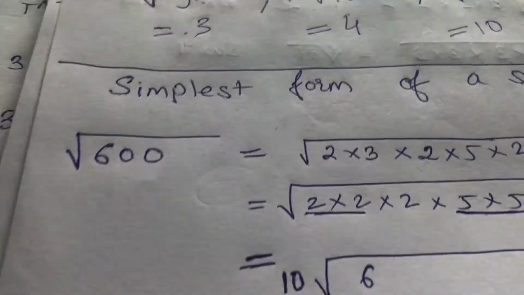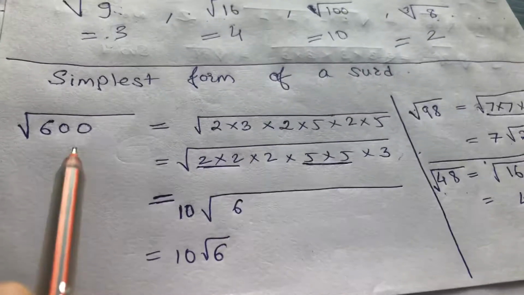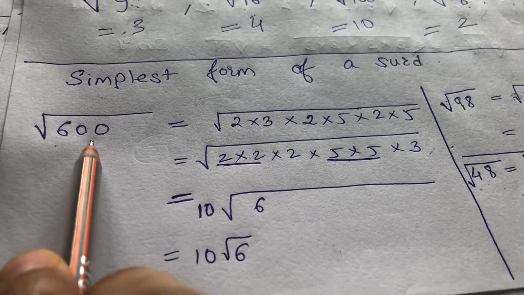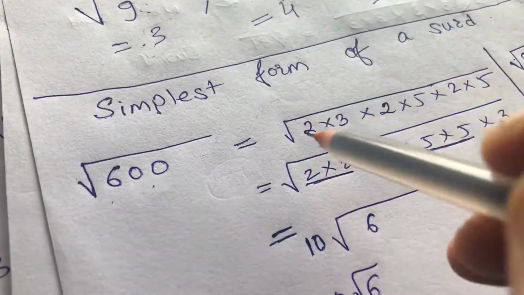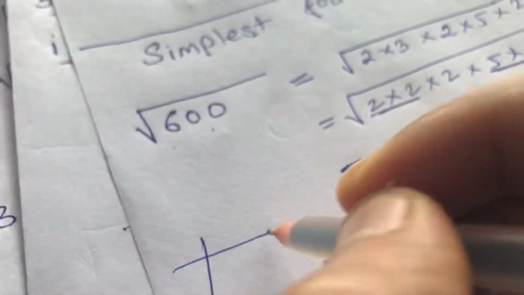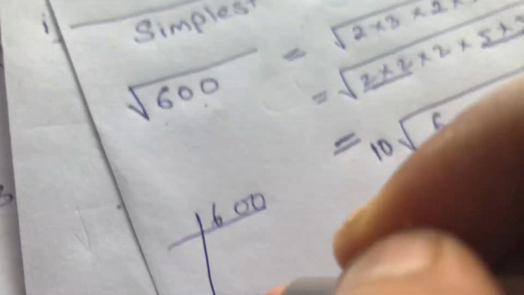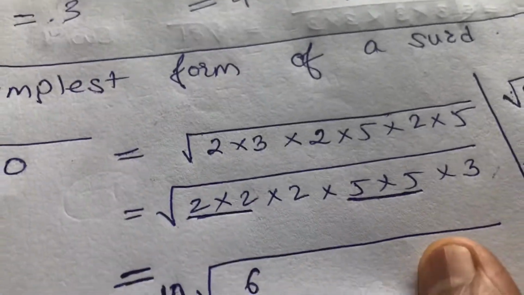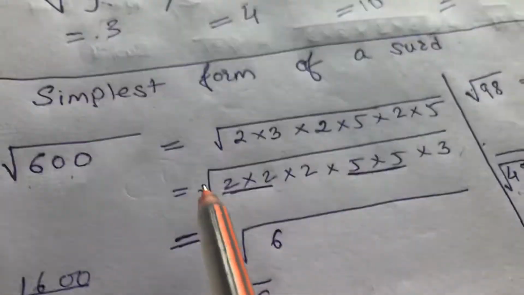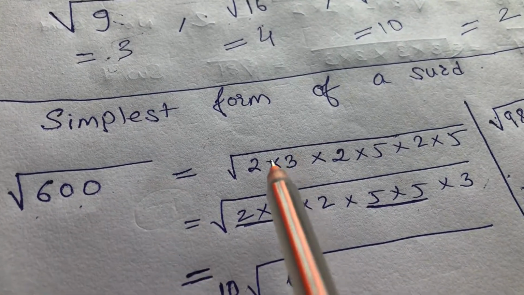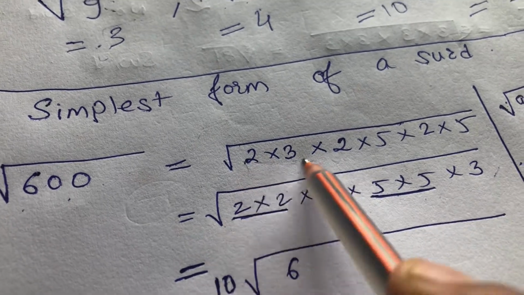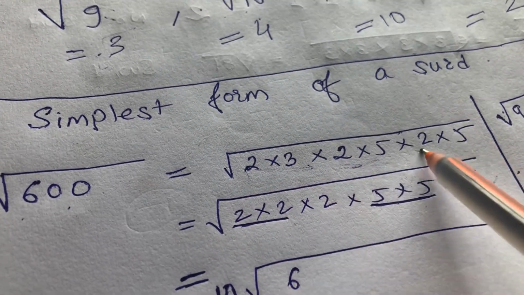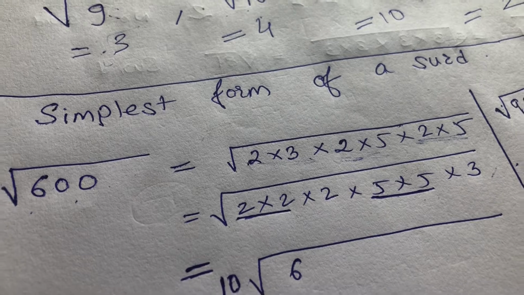Similarly, if you have a big number, for example root of 600, how do we do it? You can either do prime factorization, or you can do it this way. 600 is 6 into 100, that is 6 into 10 into 10. This is how you should be able to do it.